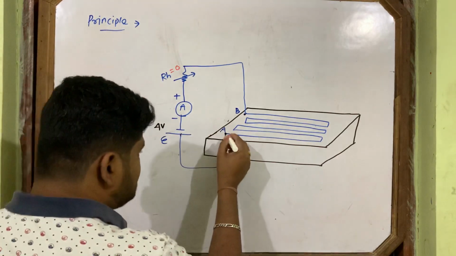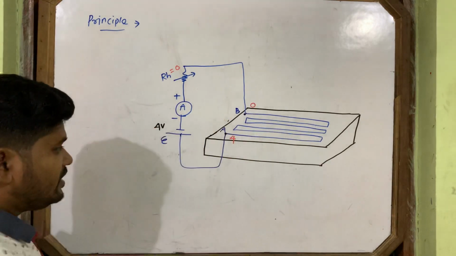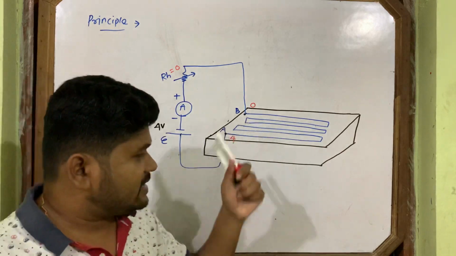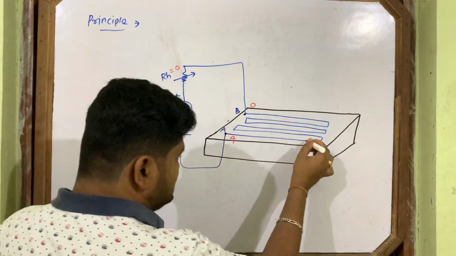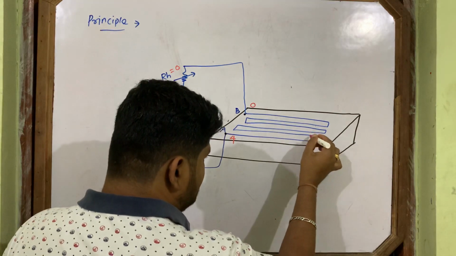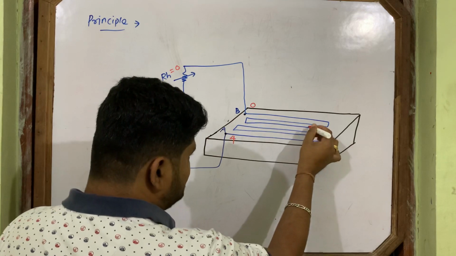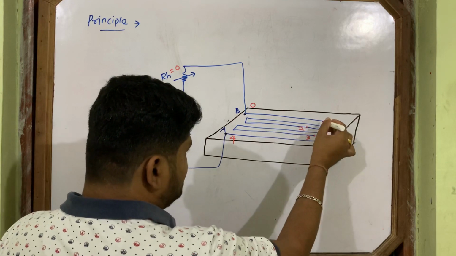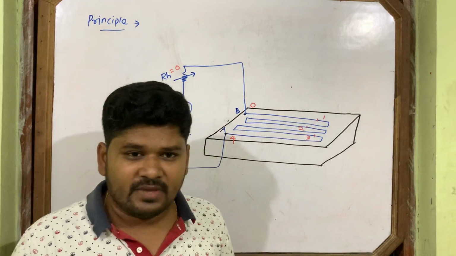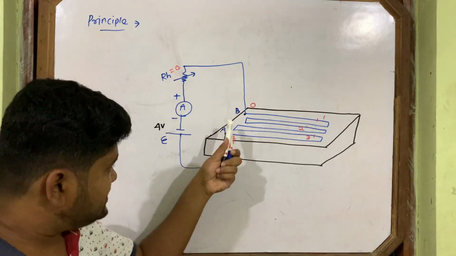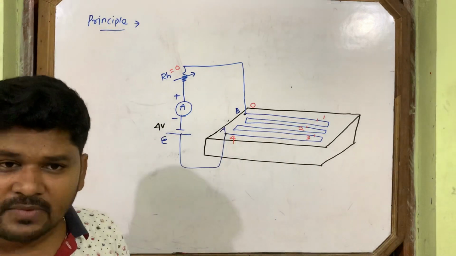Now how will it drop? If this side is 4 volt, this side will be 0 volt. The whole potential difference drops across this potentiometer wire. If this is 4 volt, then somewhere here you take 3 volt, somewhere here you take 2 volt, here you take 1 volt, here you take 0. I am writing the potentials: 4 volt at this point, here 0, then this is 3, here 2, here 1, here 0.